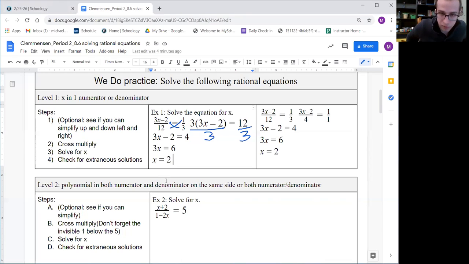Does that make sense to everybody? Do you have any questions on that? So again, extraneous solutions are solutions that might have a problem when I plug them in. Since I can plug in 2 right here and nothing bad's going to happen, this will work.